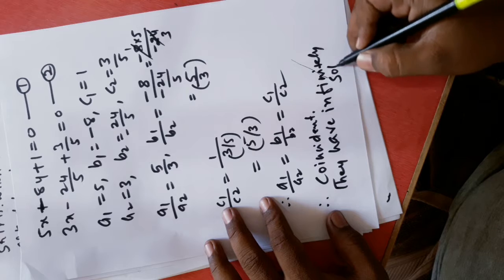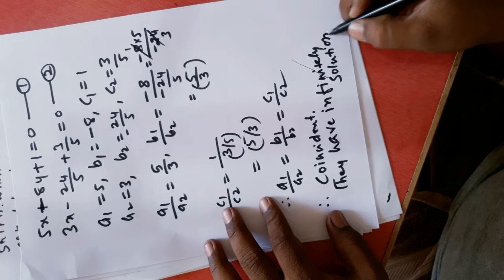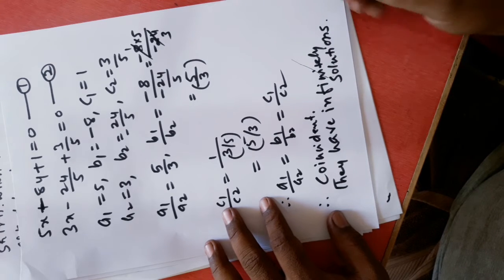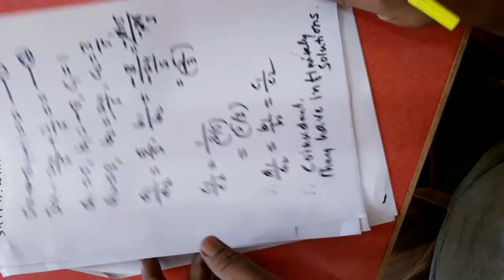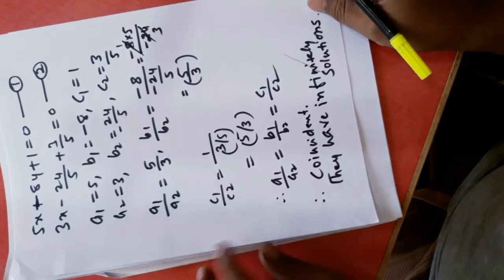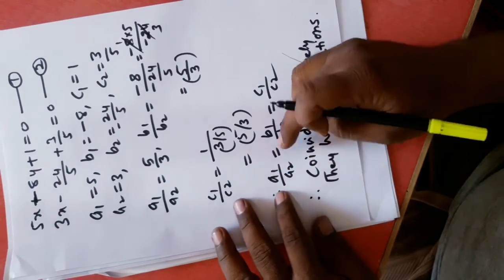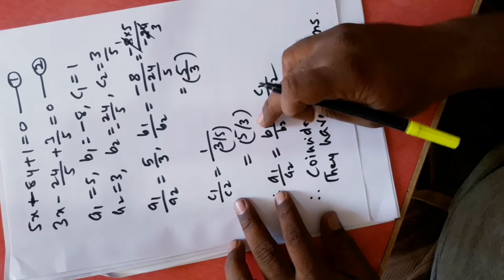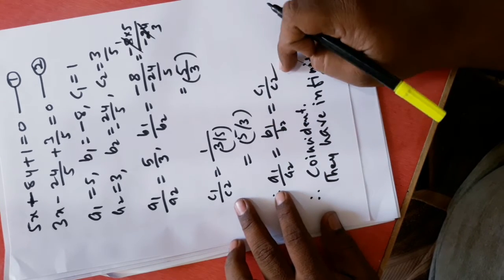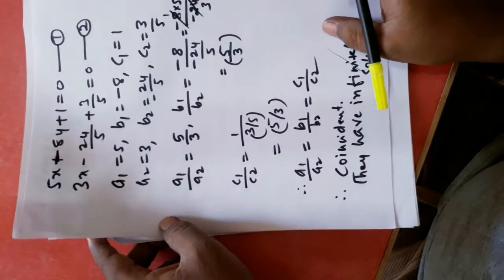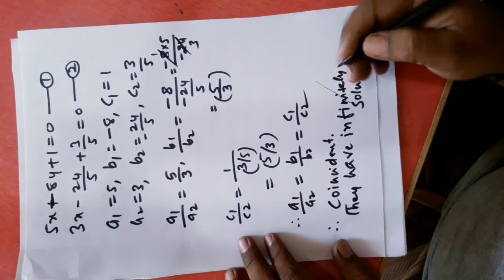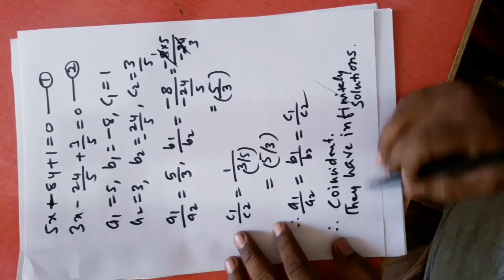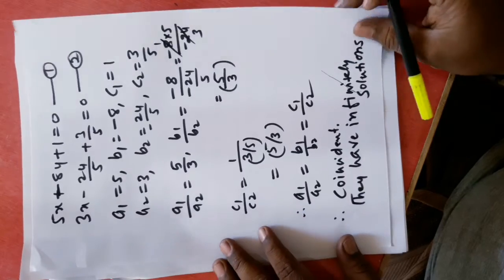You only have to decide whether they have a unique solution, infinitely many solutions, or no solution. By comparing the ratios, what we see is A1 by A2 is equal to B1 by B2 is equal to C1 by C2. Therefore we say that these lines are coincident lines and they have infinite solutions.